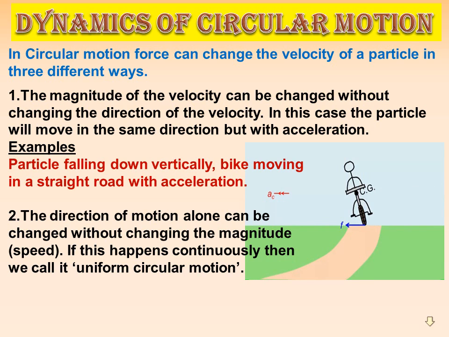Then the direction of motion alone can be changed without changing the magnitude, that means the speed of the vehicle. If this happens continuously, then we call it a uniform circular motion. The clock usually has its own uniform circular motion.